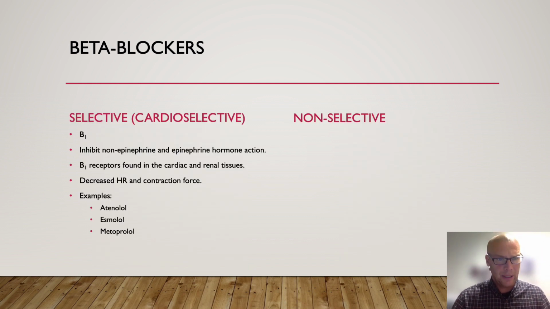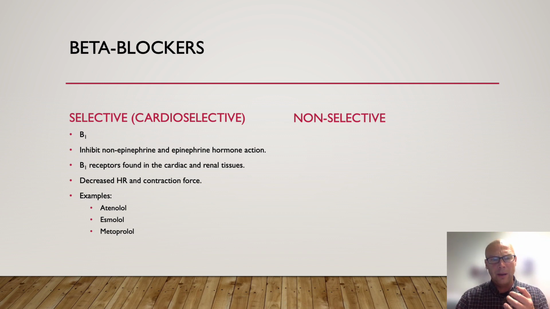And here's what we were talking about. Beta 1 works on the action of the epinephrine hormones. Those cause vasoconstriction, and this kind of counteracts that. It opens up the arteries, and then you can have lower blood pressures. These are found in the heart and in the renal tissues. They decrease heart rate and contraction force.